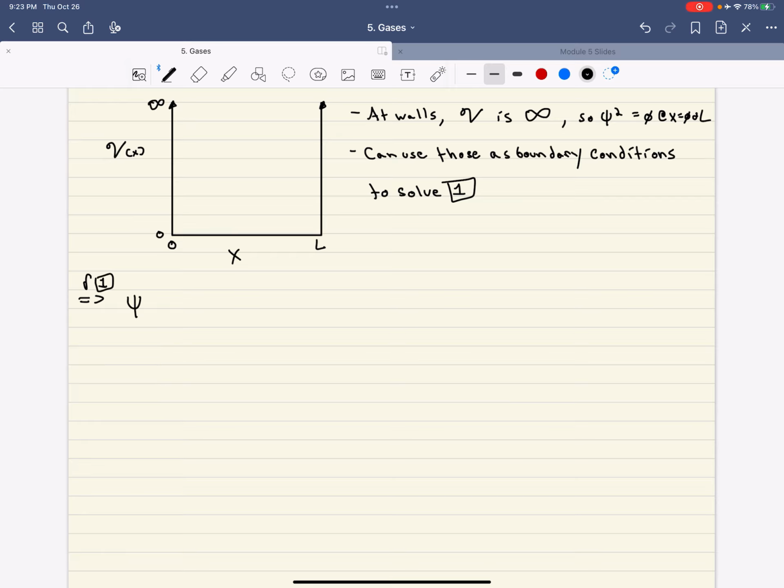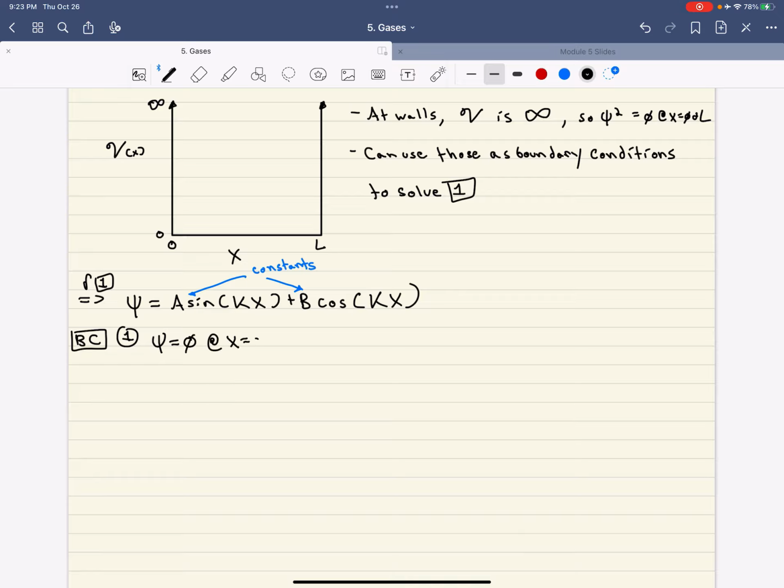Based on our experience with second order differential equations, we know that this is a standard sort of solution for a homogeneous second order differential equation. Where now we just have e raised to the kappa x. Okay? Alright, and a and b here, these are constants, which we're going to use our boundary conditions in order to solve for. Okay? So boundary condition 1, psi is equal to 0 at x is equal to 0. And boundary condition 2 is psi is equal to 0 at x is equal to L.